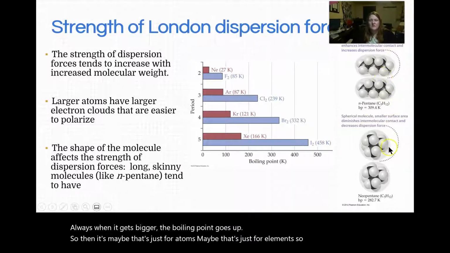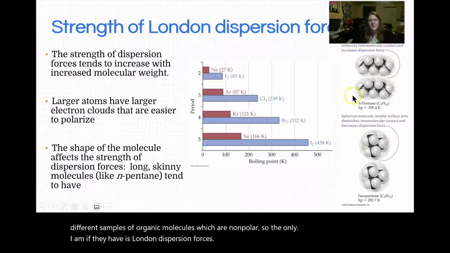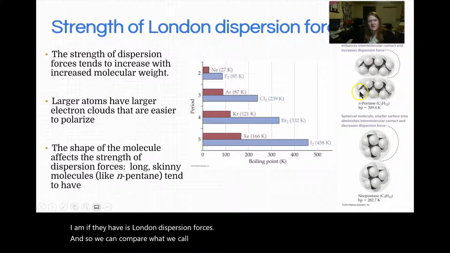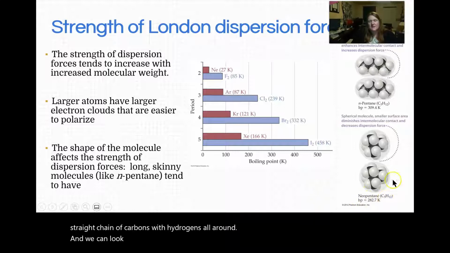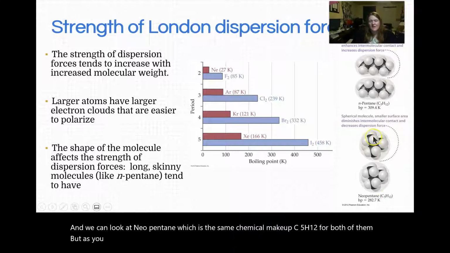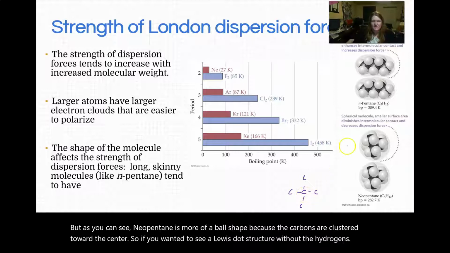So we can look at two different samples of organic molecules, which are nonpolar. So the only IMF they have is London dispersion forces. And so we can compare what we call normal pentane, which kind of looks like a caterpillar. It's a straight chain of carbons with hydrogens all around. And we can look at neopentane, which is the same chemical makeup, C5H12 for both of them. But as you can see, neopentane is more of a ball shape because the carbons are clustered toward the center. So if you wanted to see a Lewis dot structure without the hydrogens, that's what's going on with neopentane.